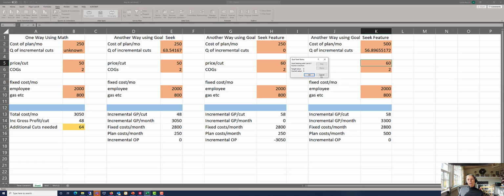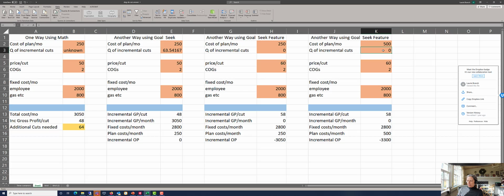Now, did you see how cool it was, though, that we could say, all right, let's say we think the maximum we can do is 50 additional cuts, and we don't know what the price should be. All right, so let's go ahead and put our plan in at 250 again. We know we can do 50 cuts. That's what we believe we can do. What should we charge in order to make sure we break even?